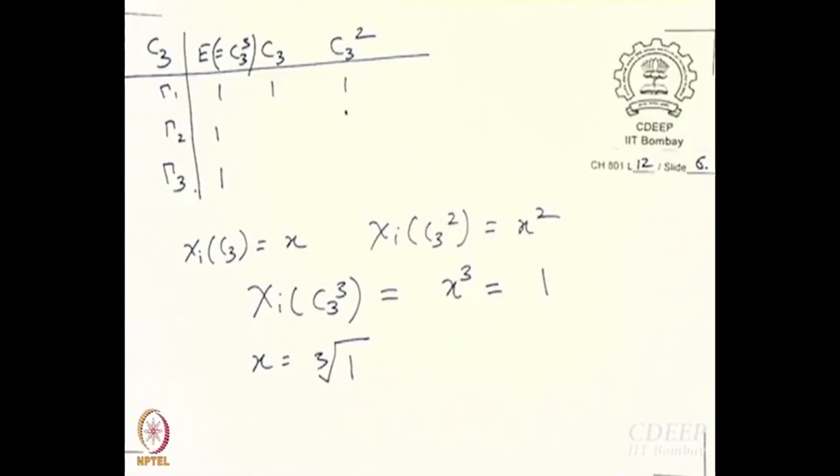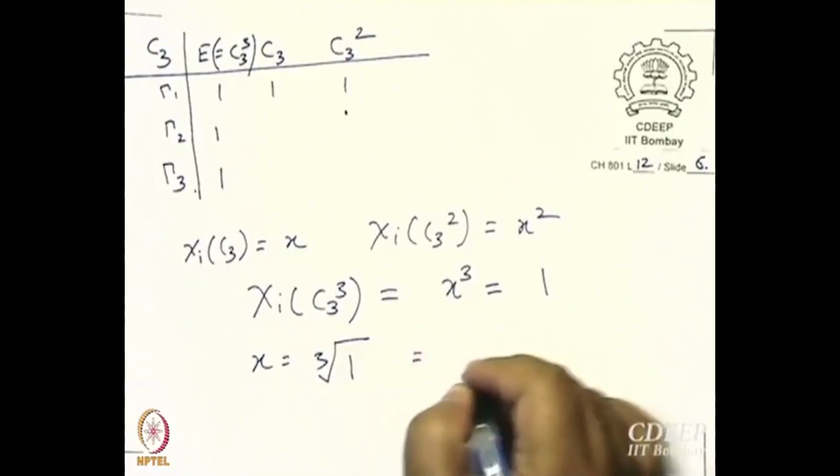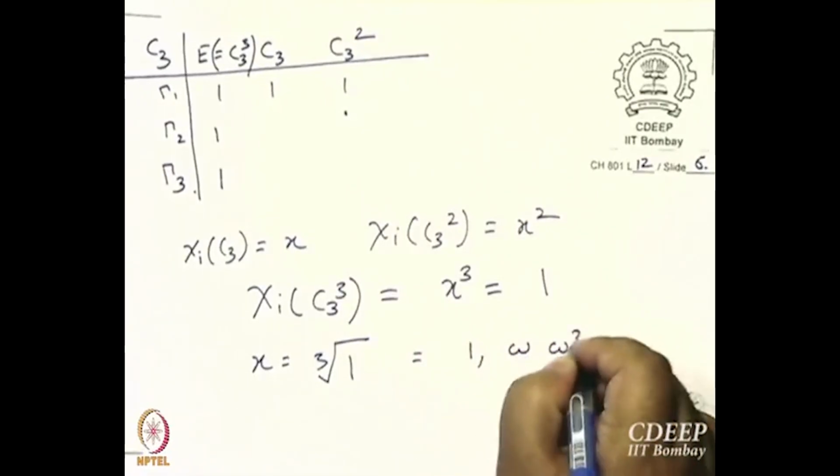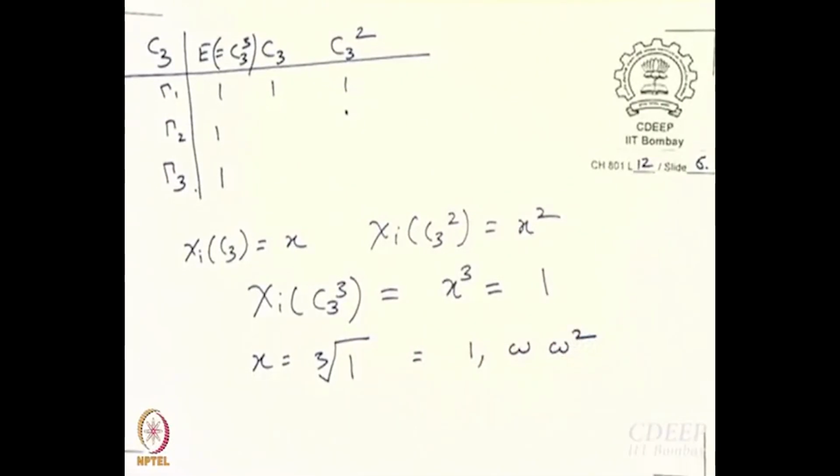Oh, not minus 1? No, not minus 1, very good. So that will be equal to 1, omega, omega square. What is omega? Yes, that is right. And if I write it in the exponential form? You are right. Anyway, I'll show it. I need the exponential form so that I can develop the other ones.